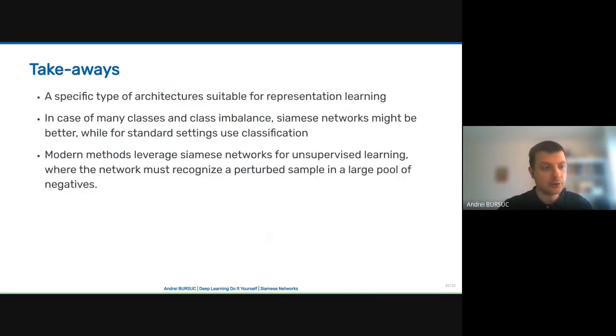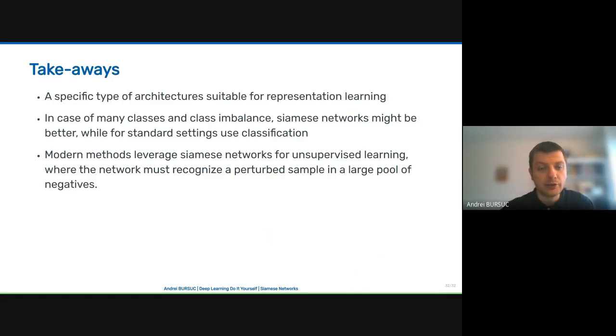To conclude, the main takeaway about Siamese networks is that they are a specific type of architecture particularly suitable for representation learning. We don't necessarily want to focus on classification, but on having good features that will eventually generalize to other classes that you may not know. It's quite useful when you have many classes and a class imbalance, so I would recommend Siamese networks there. If you have standard classification settings with, say, 10 or 100 classes and some images, I would still advise using classification, which is a bit easier.